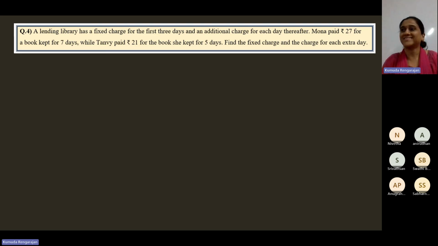In my days. Now I don't know. So this situation is about my days only. Now 21 rupees, 27 rupees, I don't know if it's really applicable. Mona paid rupees 27 for a book kept for 7 days, while Tanvi paid rupees 21 for the book she kept for 5 days. Find the fixed charge and the charge for each extra day.